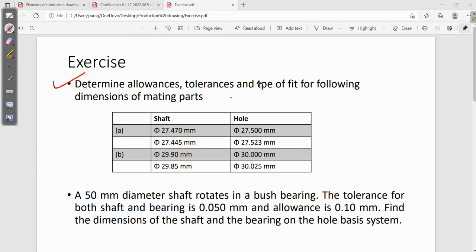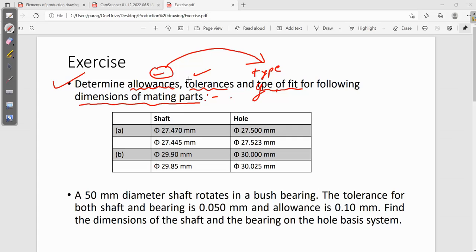This is type, okay, TYPE. So determine allowances, tolerances, and type of fit for the following dimensions of mating parts. So find out tolerance, allowance, and type of fit. So based on this allowance, we will decide the type of fit. Write question A first. So we have to find tolerance of hole, tolerance of shaft, and allowance. So based on allowance, we will decide the type of fit.